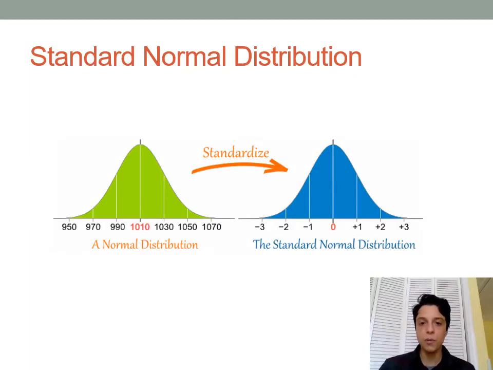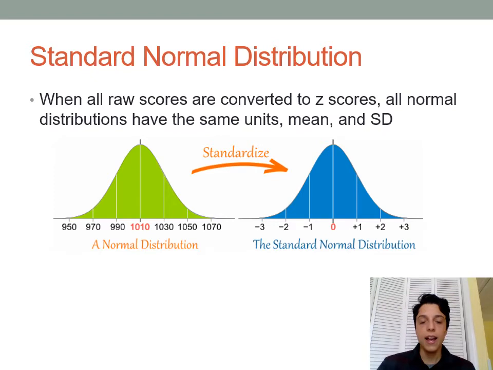What the standard normal distribution is, though, is just any normal distribution in which all of the raw scores or original variable values that you have been converted to z-scores. And what happens when you do this is that you get the same units, mean, and standard deviation for your normal distribution, which is why it's called a standard normal distribution. So when you convert everything you have to z-scores, so in the example we have, if you were to convert every different number of thefts to z-scores, you would get a standard normal distribution.